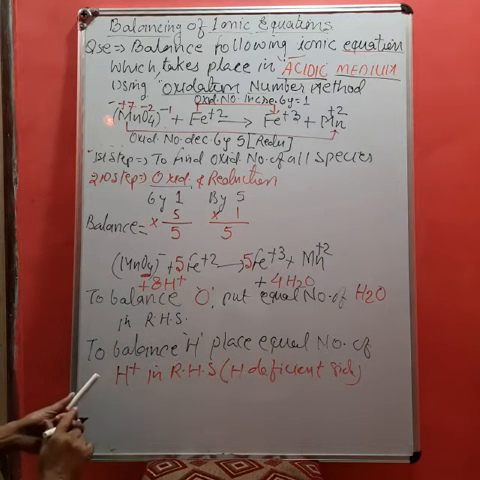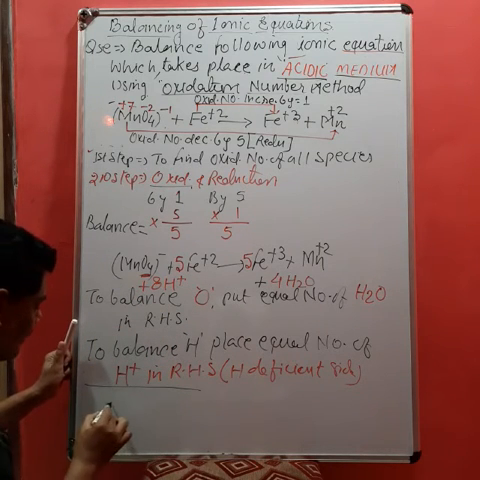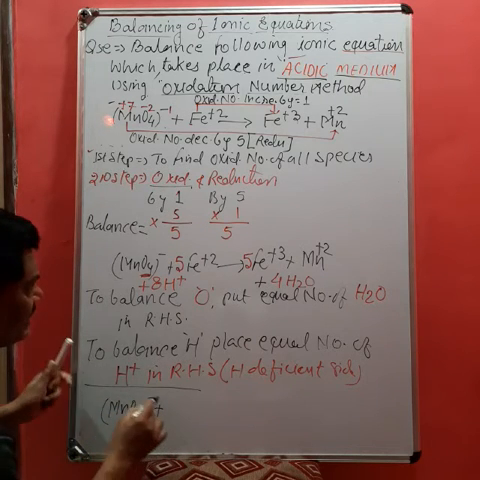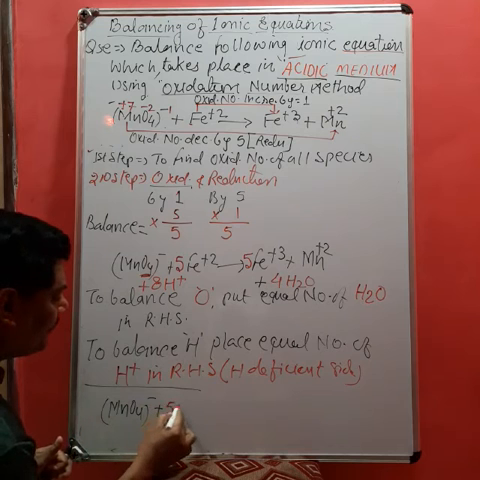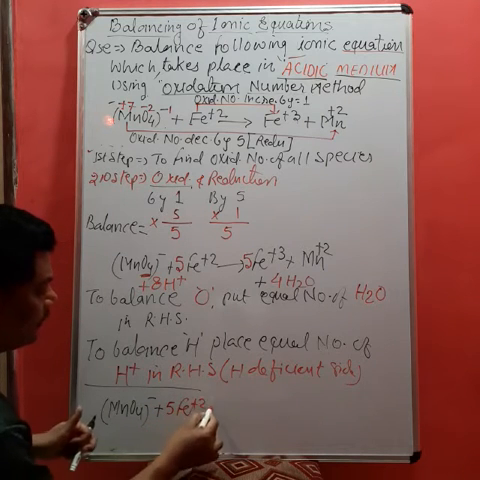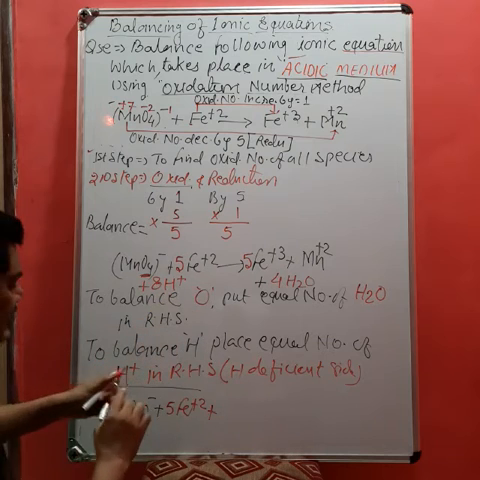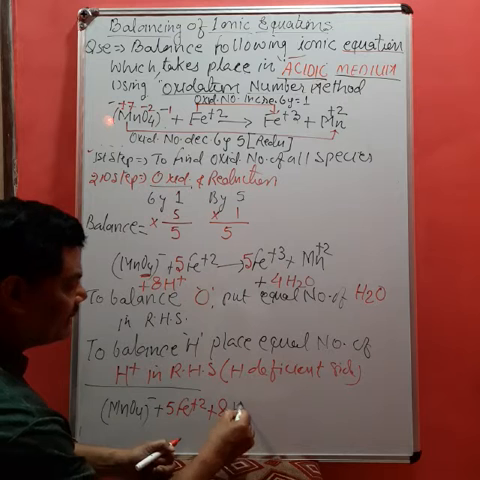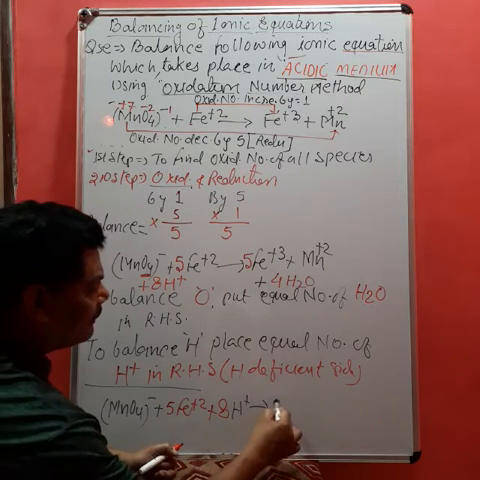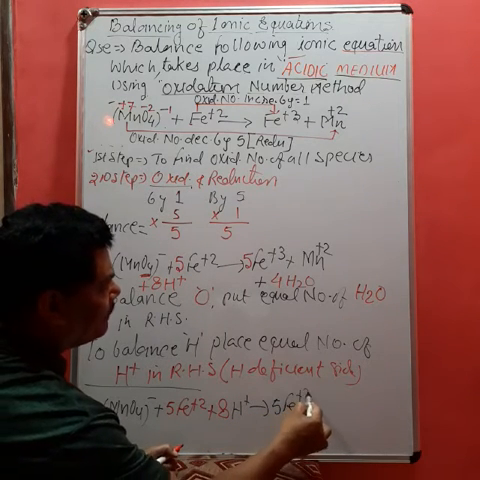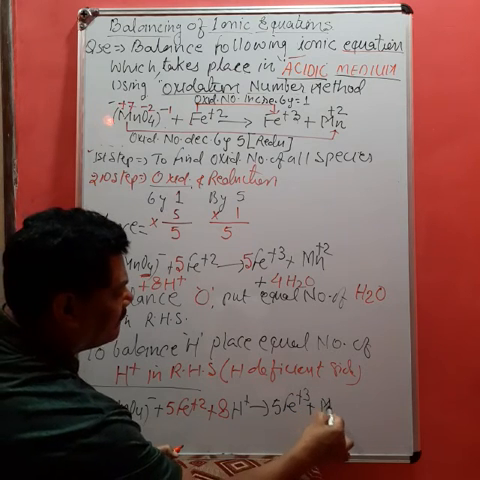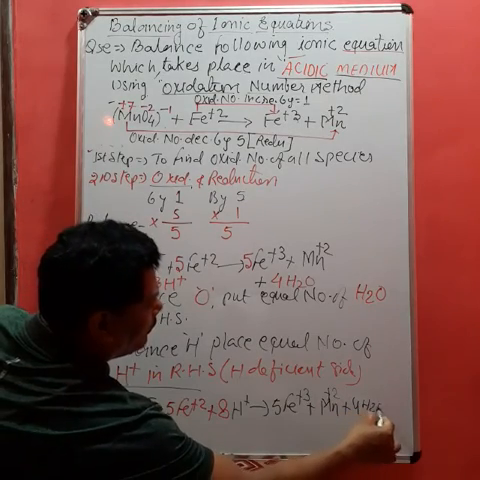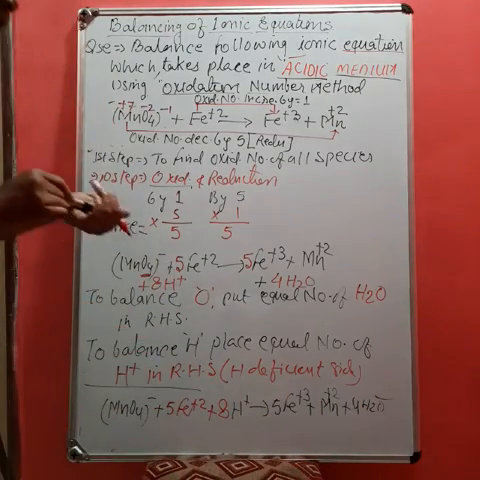That means the overall equation after balancing becomes: MnO4 anion plus 5 Fe +2 plus 8 H cations gives 5 Fe +3 plus Mn +2 plus 4 H2O. In this way we can balance the equation.